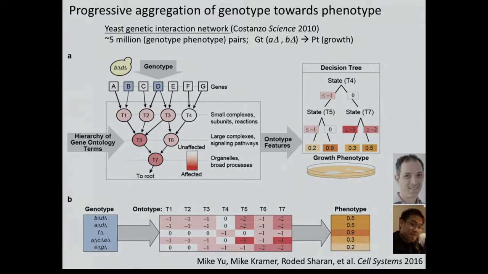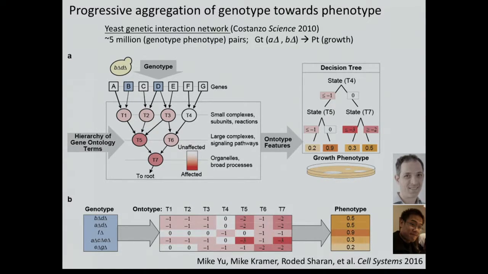So with Roded Sharan's group, Mike Yu embarked on the following project, which, by the way, came out in Cell Systems about a month ago. The idea here is now to go back to yeast and address queries of a very particular kind, but which capture the general genotype-phenotype problem in genetics. And as you know, lots of problems in genetics, one might even say to a first order, all problems in genetics can be mapped to genotype-phenotype prediction.